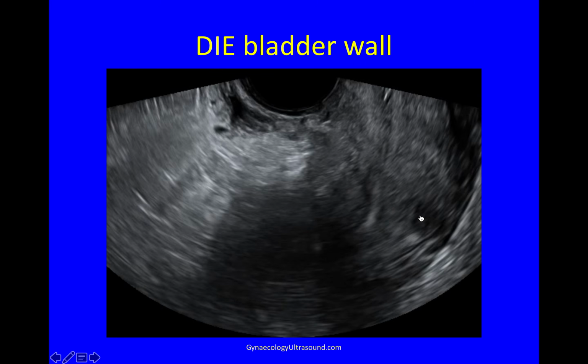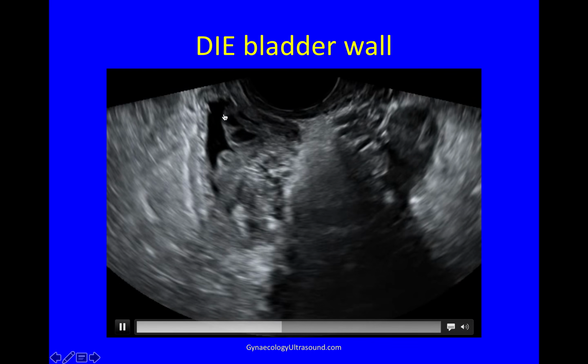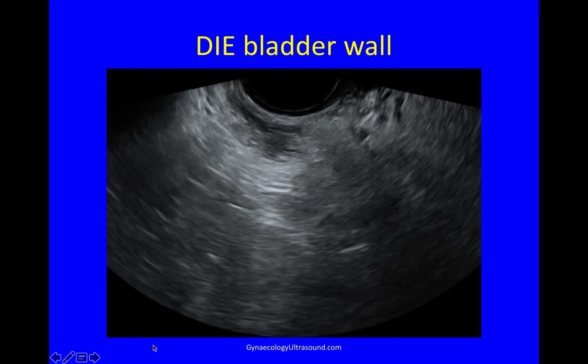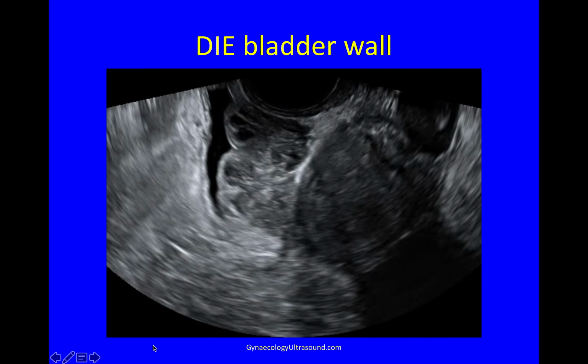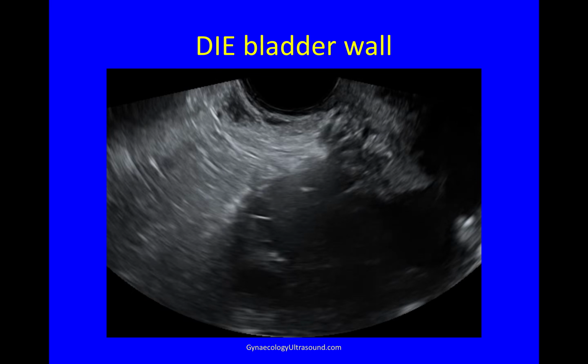So that's normal. This is DIE in the posterior bladder wall, and here you can see a huge lump of DIE in the posterior bladder wall. Quite unusual, and quite unusual to have it that badly. It's usually a lot more subtle.